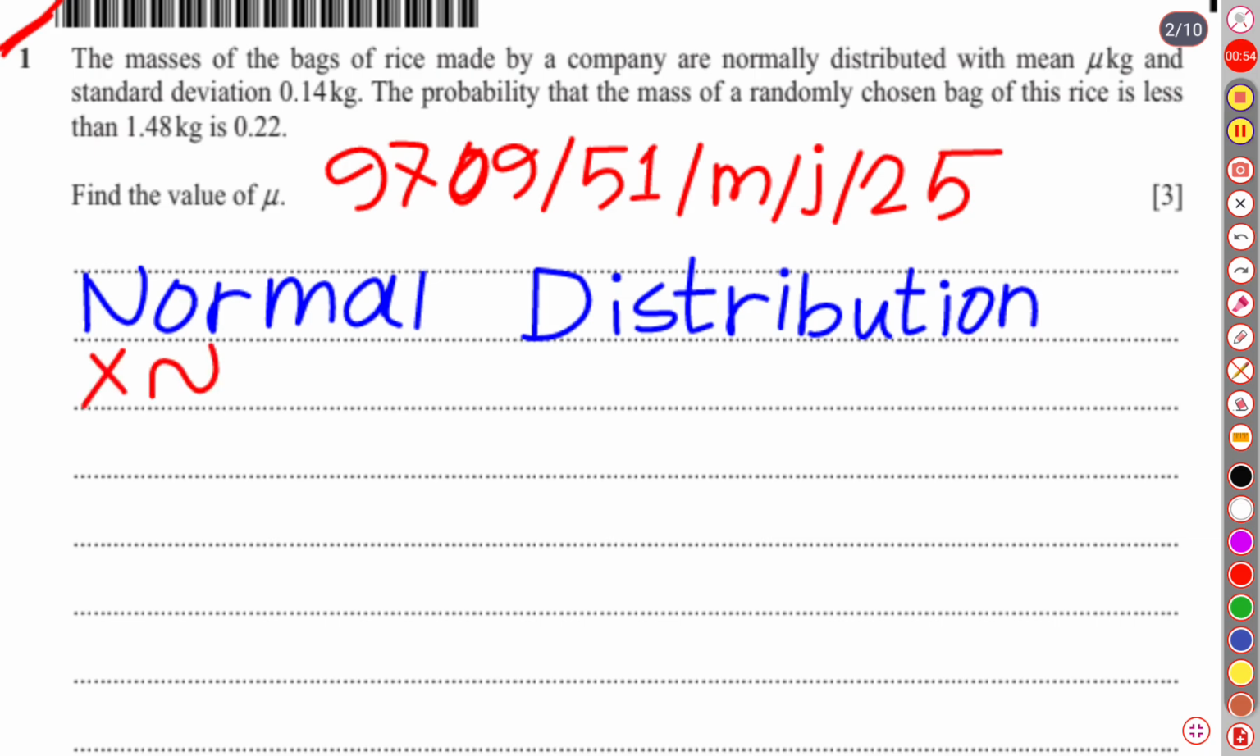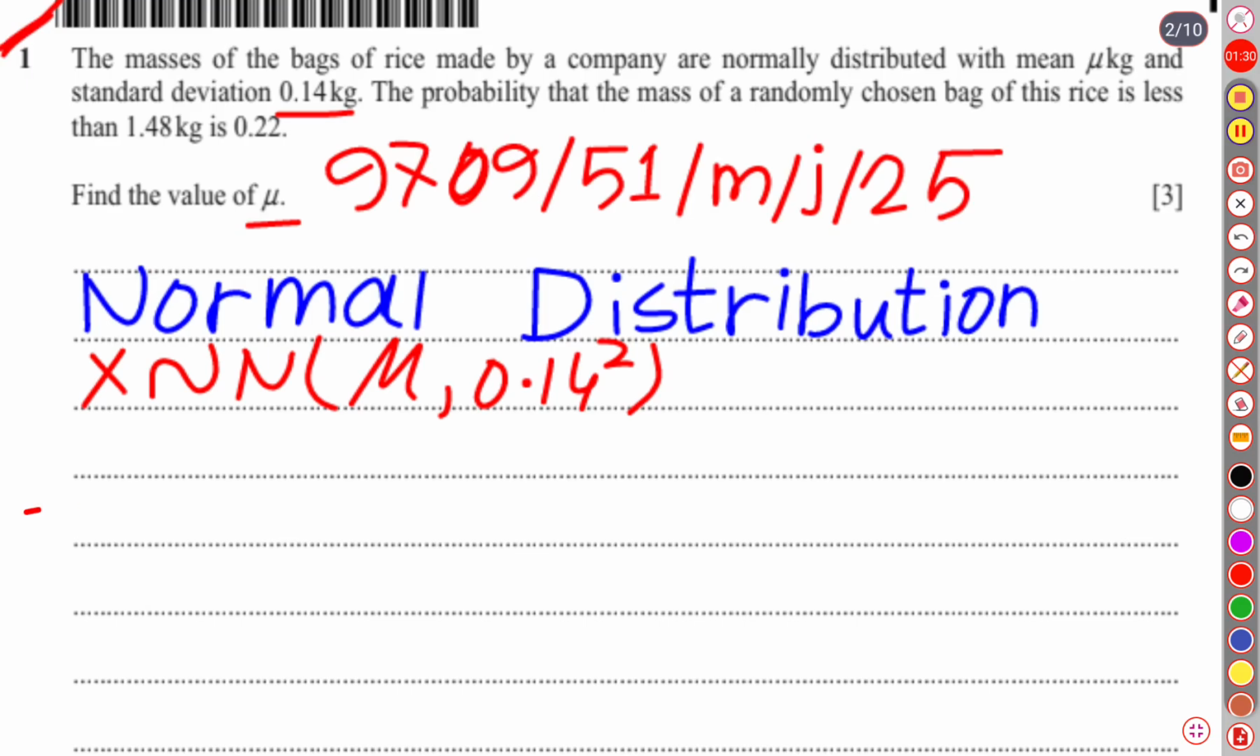X belongs to normal distribution. Normal distribution is applicable only for continuous random variables, and the parameters for every normal distribution are the mean as well as the variance. So the mean is mu, given here, so let us write mu, and the variance is the square of the standard deviation. The standard deviation given here is 0.14, so it is simply 0.14 squared. Okay, not 142, it is 0.14 squared.